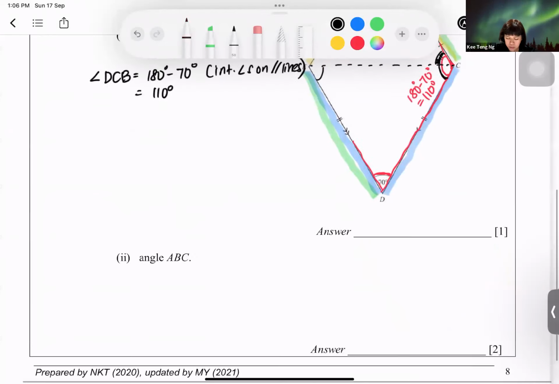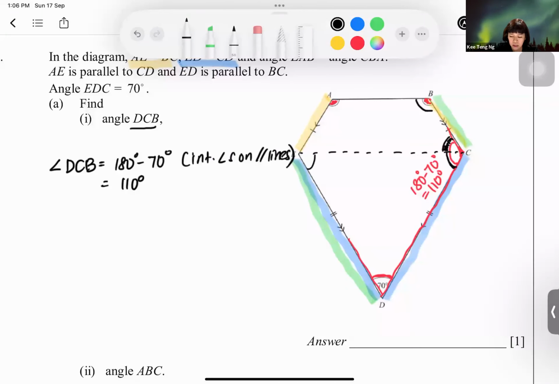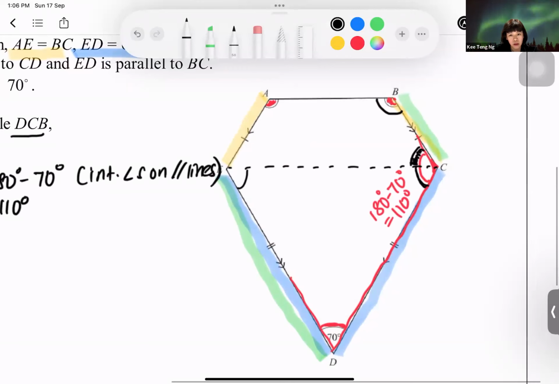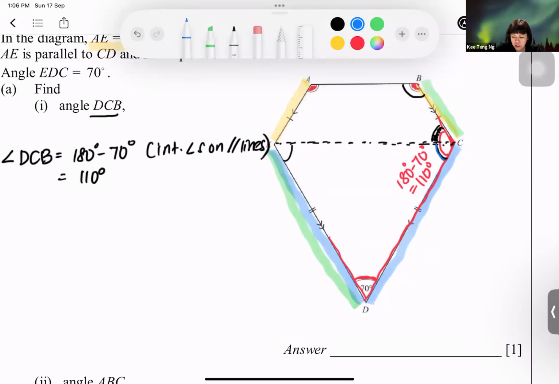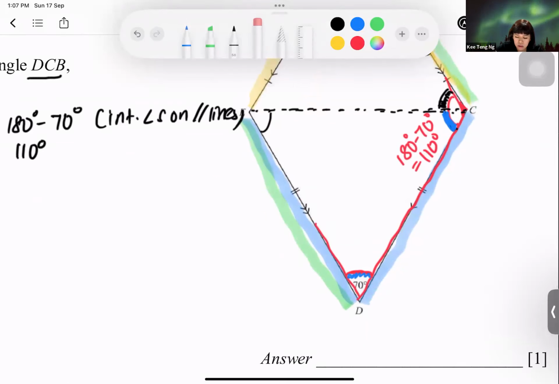Find angle ABC. Oh, I need to find this angle. How am I going to link to this? Okay, if I want to find this angle ABC over here, just like what I suggested, we need to draw a dotted line across, cutting this into an isosceles triangle. Let me find the base angle of an isosceles triangle first. This angle over here is 70. So we'll find the angle, let me erase this out.